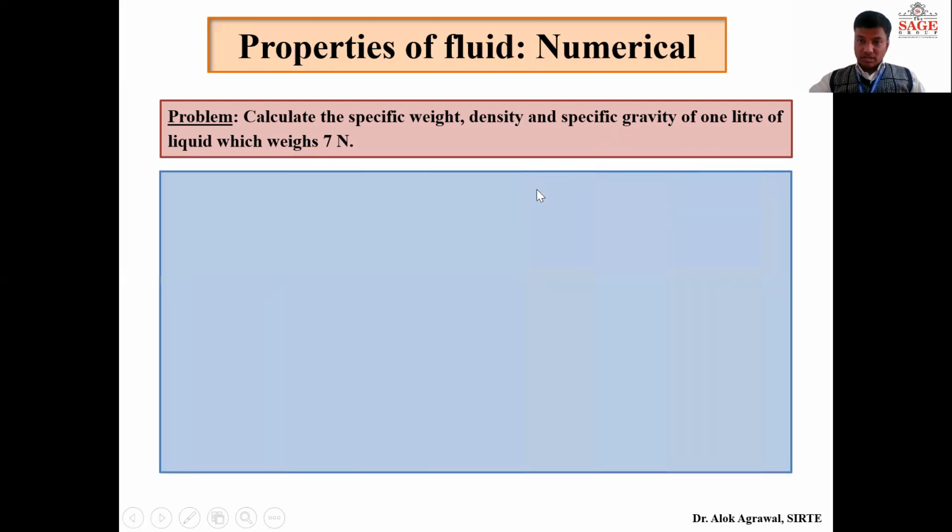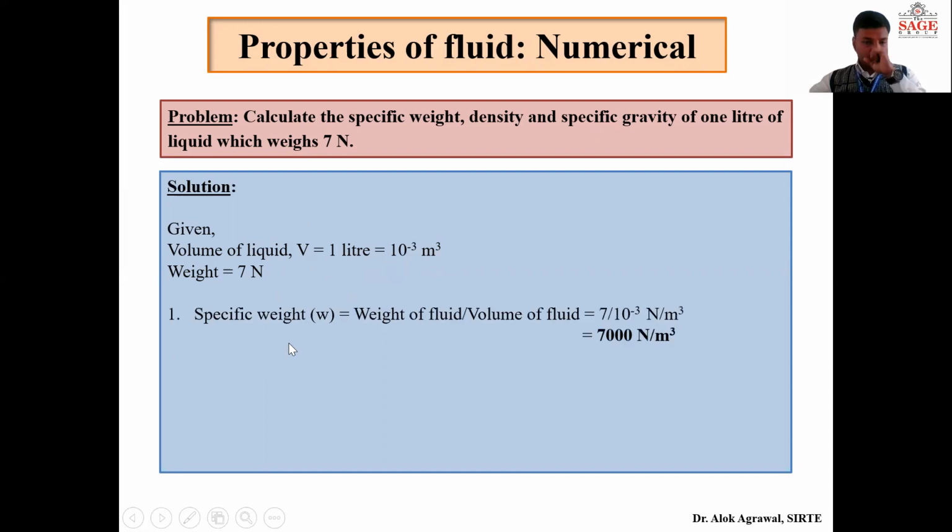So let us first write the given condition. The volume of the liquid is given as 1 liter, but we have to convert this liter unit into meter cube. We know very well that to convert from liter to meter cube, we have to multiply by 10 to the power minus 3. Weight is given as 7 Newton. So volume and weight are given.